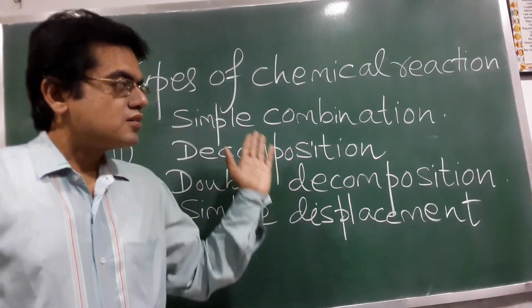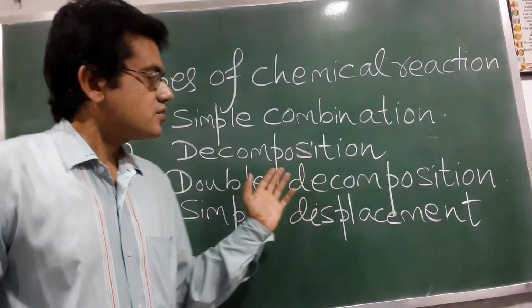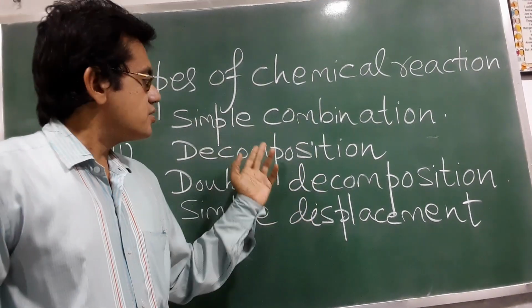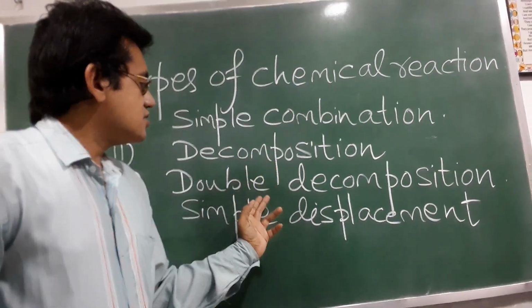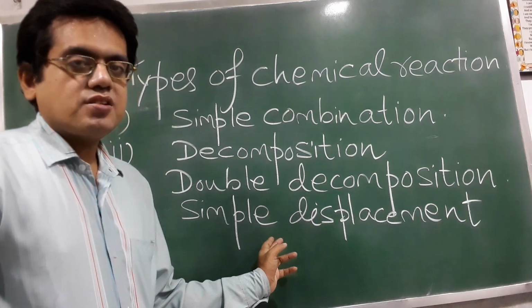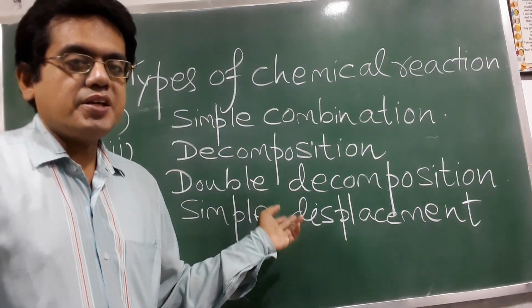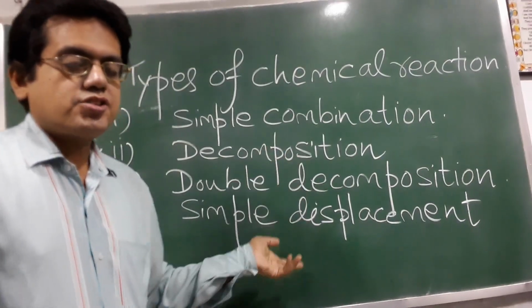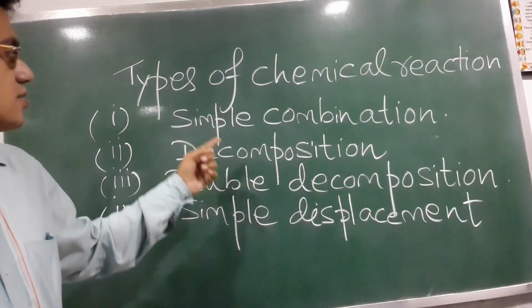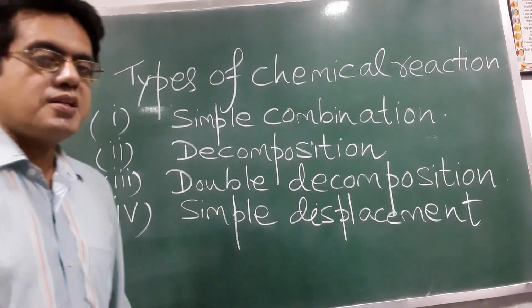Alright students, so these are the 4 types of chemical reactions: simple combination, decomposition, double decomposition and simple displacement reaction. Students, please take out your classwork exercise copy and write down these reactions: simple combination, decomposition, double decomposition and simple displacement reaction.